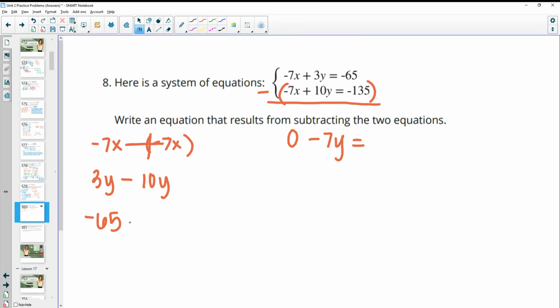And then we'll have negative 65 minus negative 135. And negative 65 minus negative 135 really is a plus, right? So this turns to plus, and you end up with 70. So when you subtract these two equations, you get negative 7y equals 70.